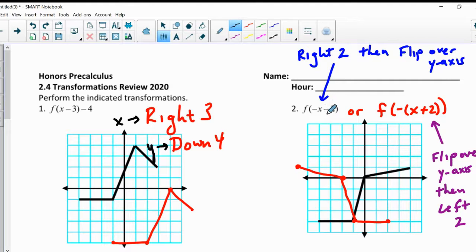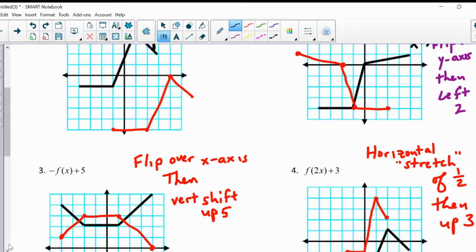Here, I could do this in a couple of different ways. I can factor out the -1, or I can leave it where it was. But in either case, the only thing that's happening is to x values. So the x values either get moved to the right 2 and then we flip them over the y-axis. So everything would get moved over here and then it's flipped. Or I can flip the original black one over the y-axis and then move them to the left 2. In either case, I end up with the same thing that I get here.